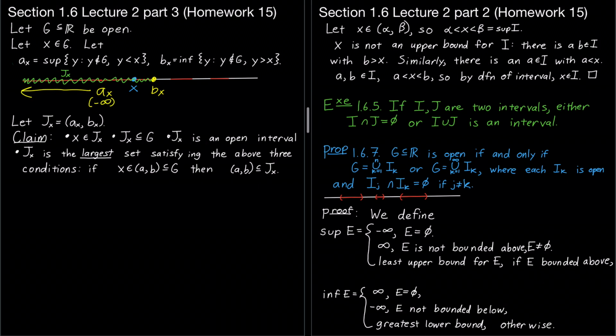So now here is the proof of the claim. The first thing to notice is that X is an upper bound for the set that A sub X is the supremum of, and similarly, X is a lower bound for the set at B sub X. A sub X is supposed to be the supremum, that means the least upper bound, and X is an upper bound, so we've got that A sub X is less than or equal to X, and X is less than or equal to B sub X, because X is an upper or lower bound.